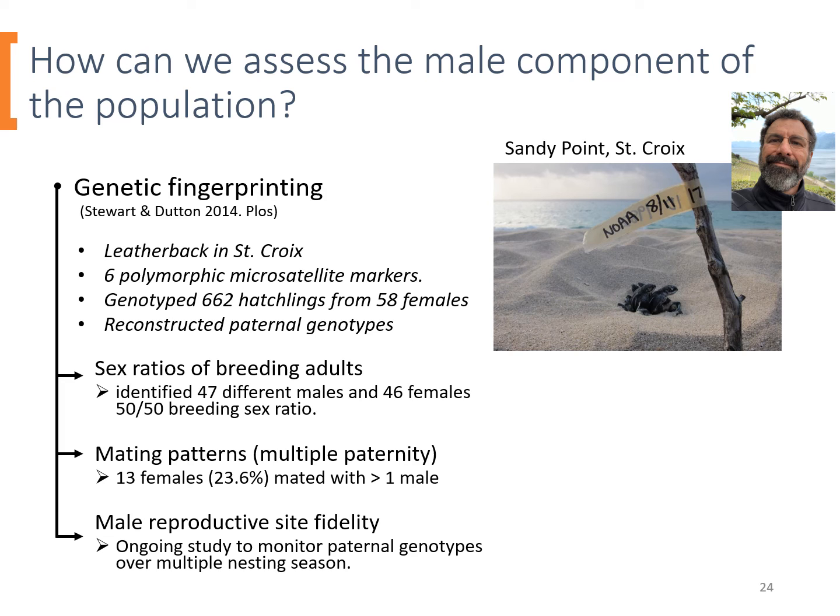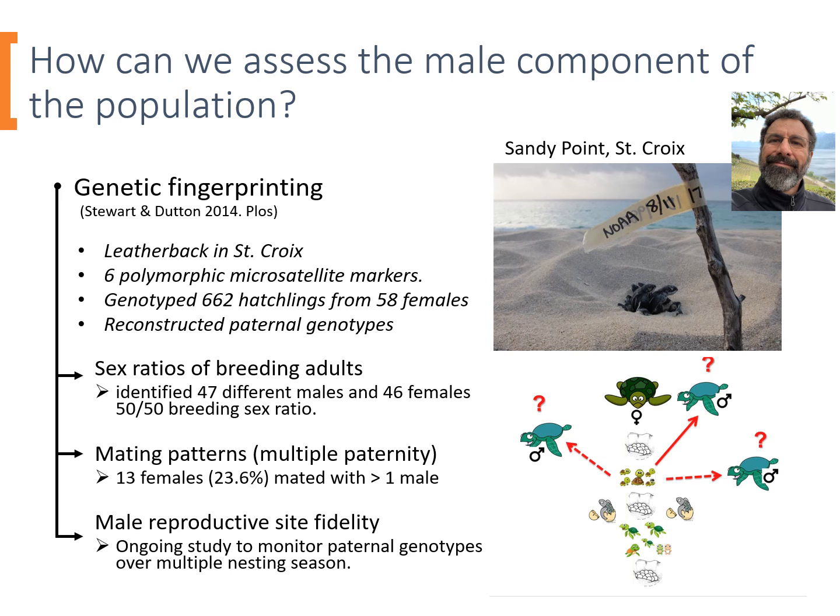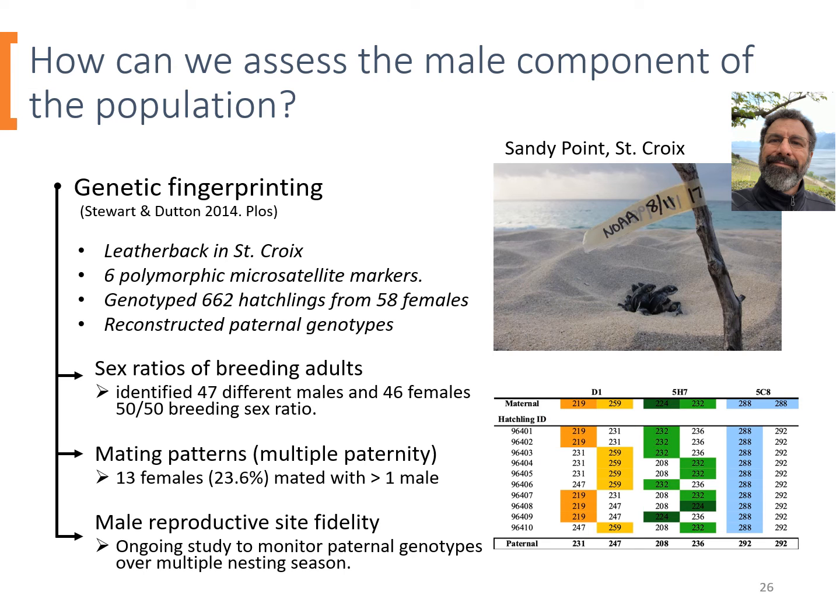But how can we assess the male component of the population without being able to actually tag or sample the males? Well, the answer is you can do this on nesting beaches by sampling all the females and their offspring. By comparing the mother's genetic profiles with her hatchlings, we're able to reconstruct the father's genetic identities. And this allows us to identify and count the number of males breeding in any given year.